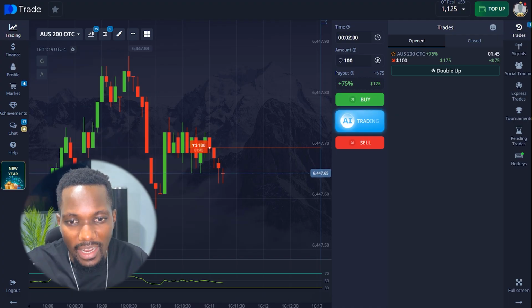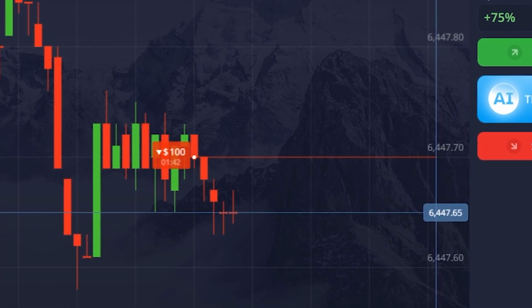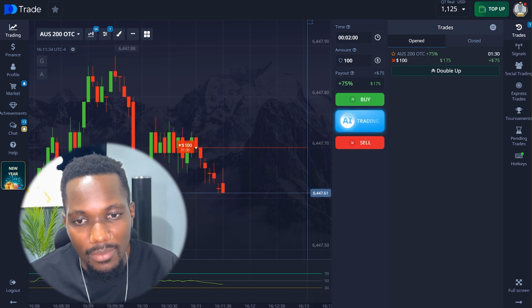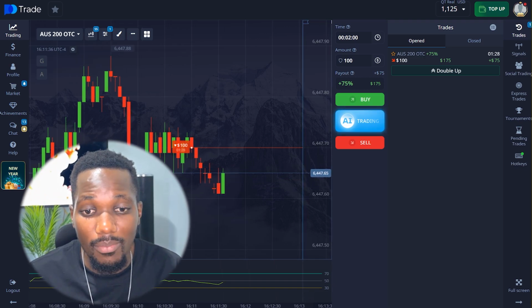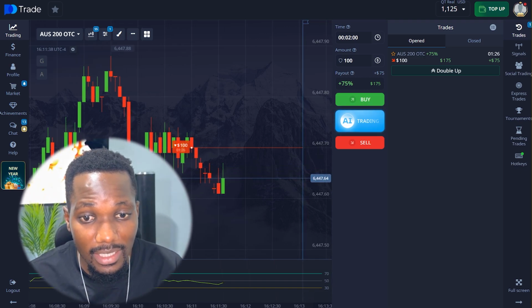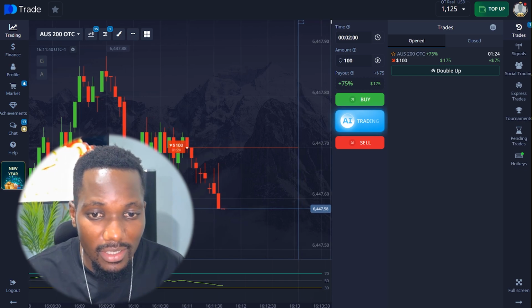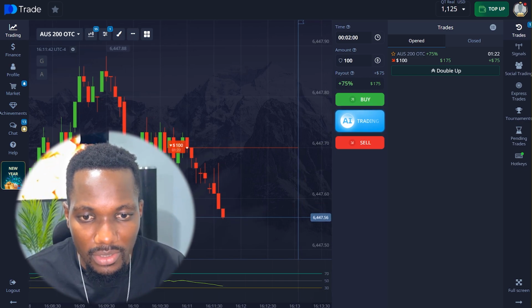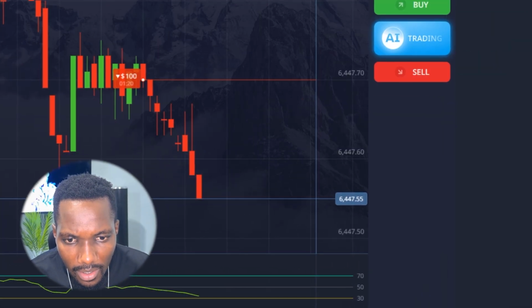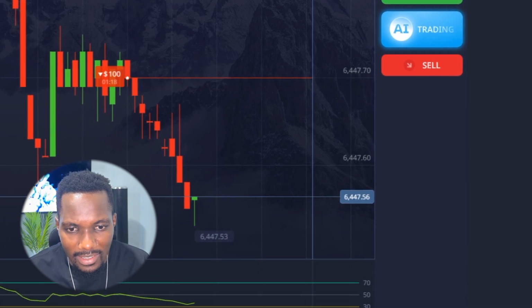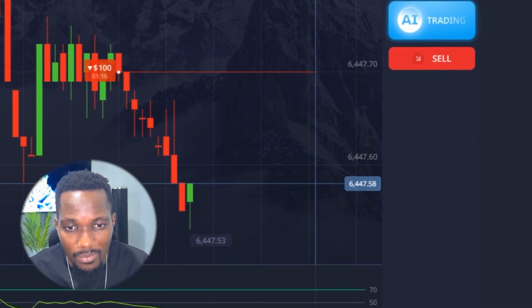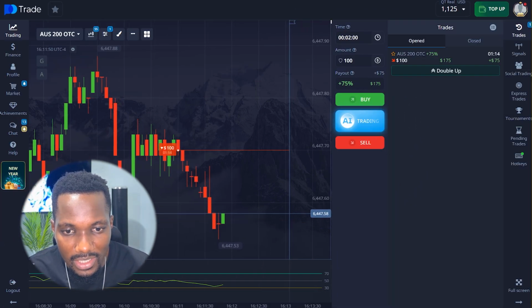We have a failed high right here. The market failed to create a new high. If you fail to create a new high, that means there's no momentum to go up, and the sellers are stronger than the buyers at that point. It looks like sellers are strong, but they don't have a lot of momentum, because I'm seeing a lot of dojis right here. But so far so good.